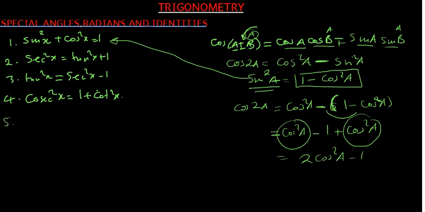That is telling us that cos 2A is the same as 2 cos squared A minus 1. If we are using x, then everything would become x in that way.